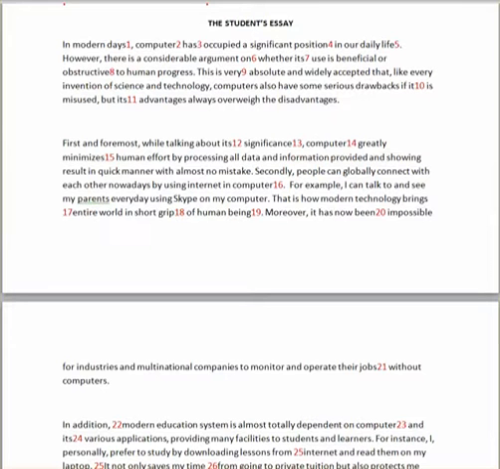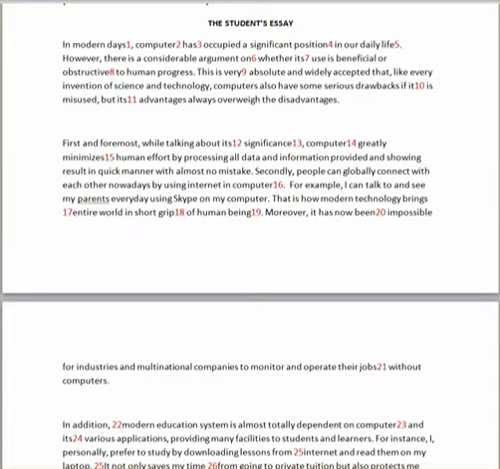First and foremost, while talking about its significance, computer greatly minimizes human effort by processing all data and information provided and showing result in quick manner with almost no mistake. Secondly, people can globally connect with each other nowadays by using internet in computer. For example, I can talk to and see my parents every day using Skype on my computer. That is how modern technology brings entire world in short grip of human being.